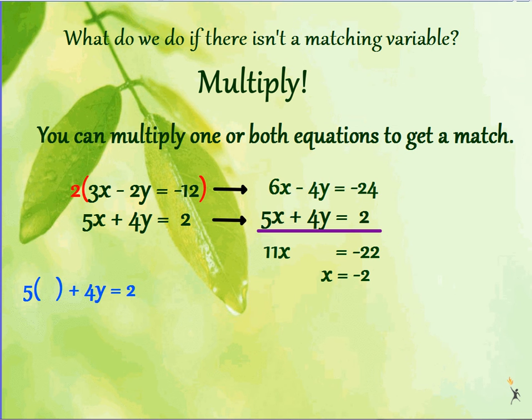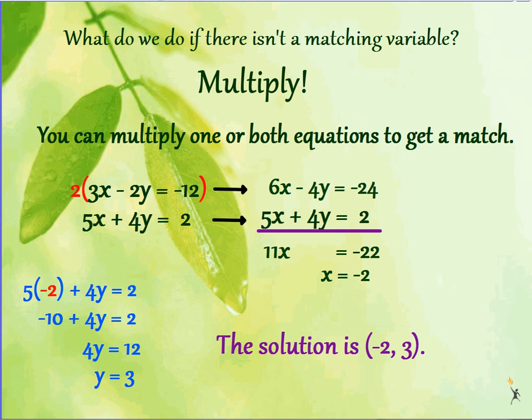Substituting into one of our original equations, again, it doesn't matter which one you pick, so this time I chose to use the second equation. Replacing x with negative 2, I can multiply, add 10 to both sides, and divide both sides by 4, and I get y equals 3. And now I have my solution, the point negative 2, 3. Remember to be careful to always put the x-coordinate first and the y-coordinate second.